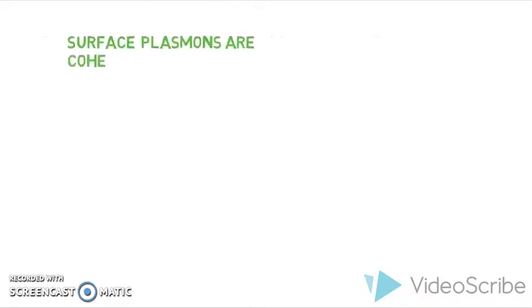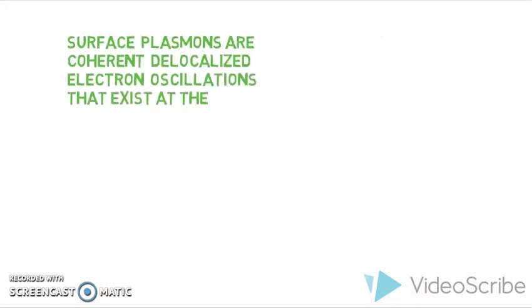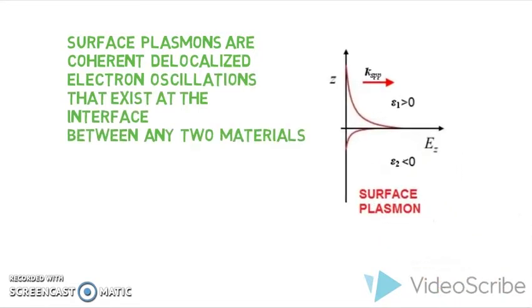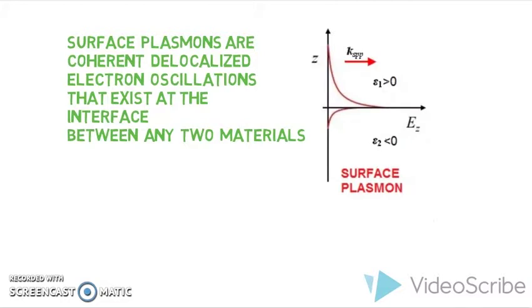So let's move on to surface plasmons. Surface plasmons are coherent delocalized electron oscillations that exist at the interface between any two materials. However, they must follow the following conditions so that the surface plasmons exist. First, they must occur at the interface of a material such that the relative permittivity, real part, that is the dielectric constant, is positive on one side and negative on the other.